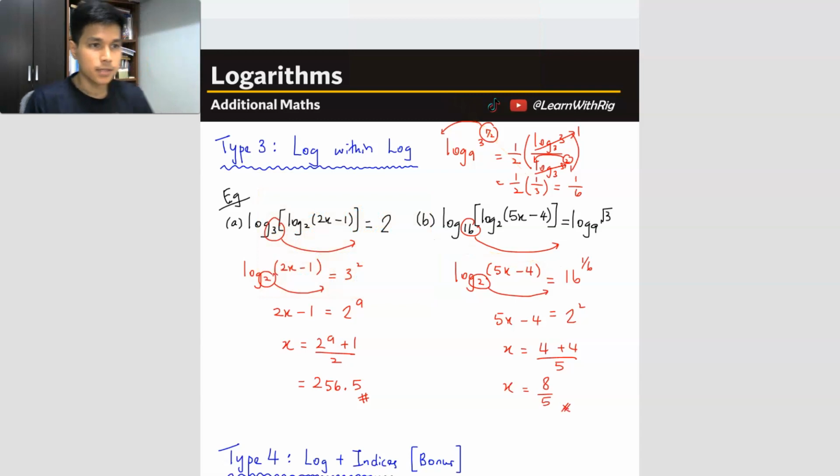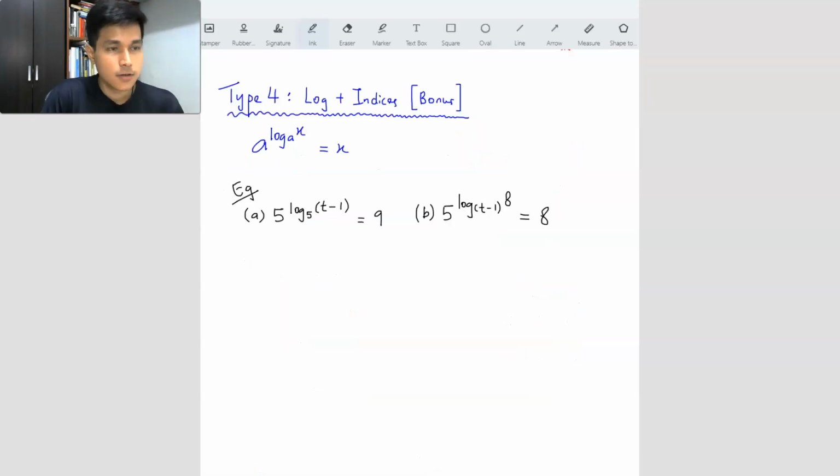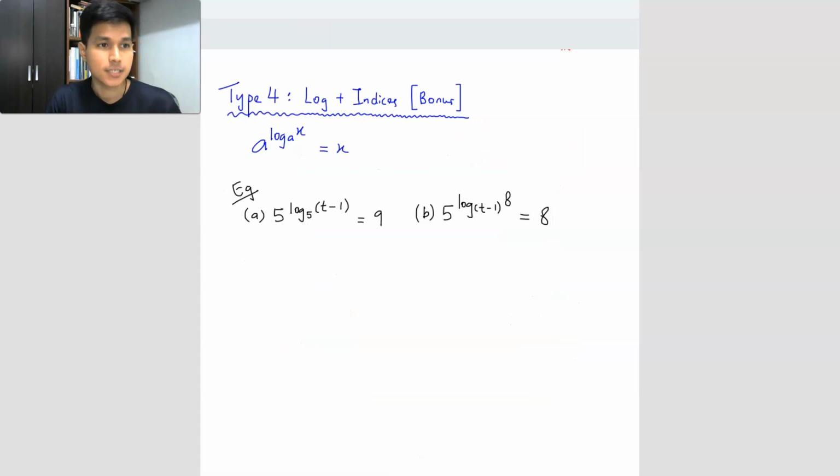Okay, so the main thing is when you see log within a log, you try to shift one by one to the other side. That's our plan. But if you can't, then we try to make both become the same base, same log base. In this case I don't have that question, but the main thing is we try to shift one by one. Clear?